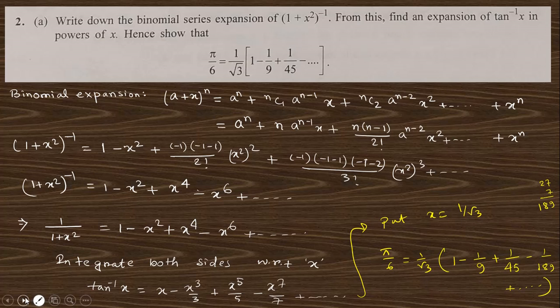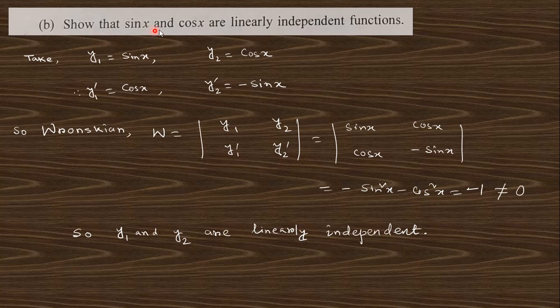Now go to the next question. To show that sin x and cos x are linearly independent functions, this can be proved by finding the Wronskian.